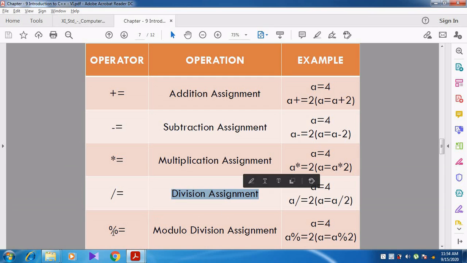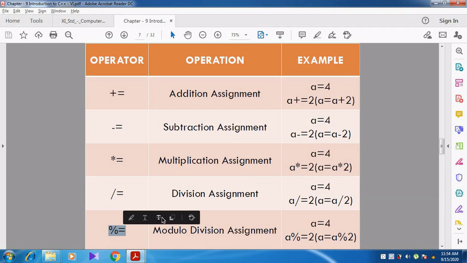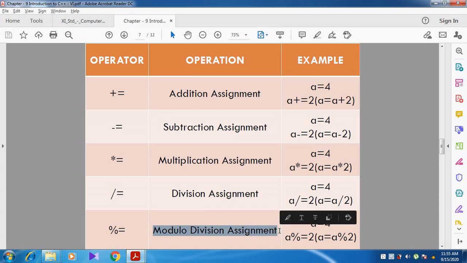Like that, see here, modulo division. Percentage equal to. Percentage means modulo division. What is the difference between division and modulo division? Do you remember that? Last video we discussed. Division gives you the quotient. Modulo division gives you the remainder. So slash equal to gives quotient, percentage equal to gives remainder. A equal to 4, A percentage equal to 2 means A equal to A percentage 2.